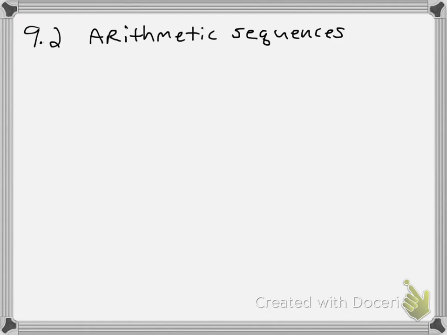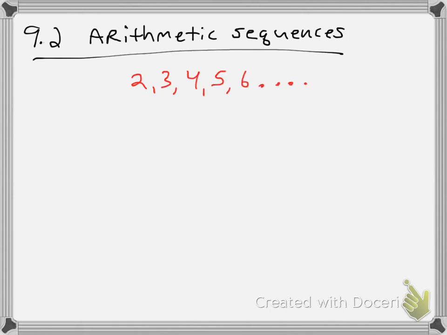So let's dive right in here. What makes something an arithmetic sequence? I'm going to give you a sequence, which we should have learned in a previous video. A sequence is just an ordered list of numbers. So I'm going to give you 2, 3, 4, 5, 6, and we'll just say it goes on and on and on forever.